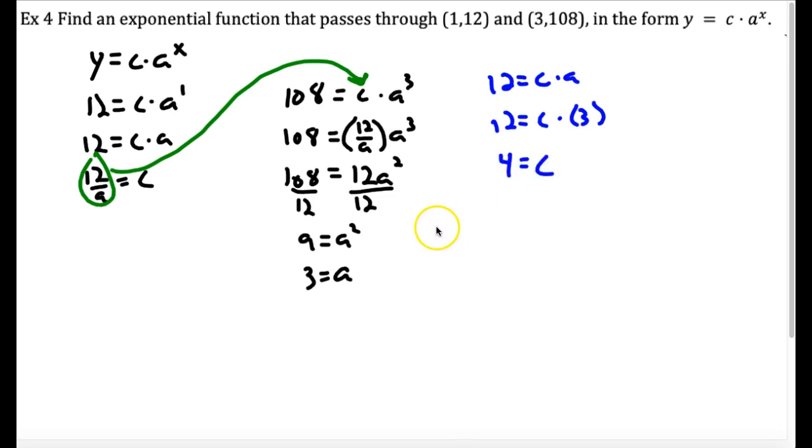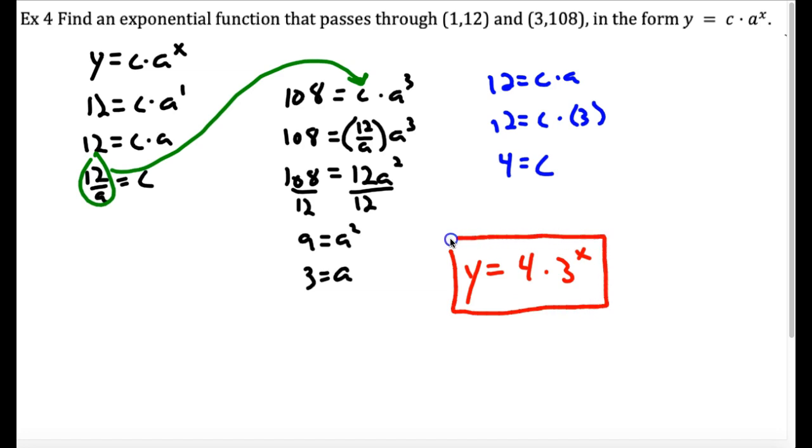All right, so what we've come up with now, we needed to solve for a and to solve for c. My final answer would be y equals 4 times 3 to the x. This is the exponential function that will go through these 2 points. There's a little bit going on there. There'll be a couple of homework problems where I want you to try something like that. You're going to end up plugging both of these points into the function separately to solve for a and c.